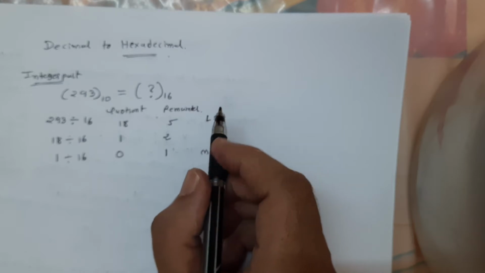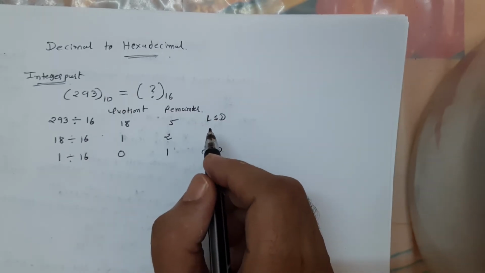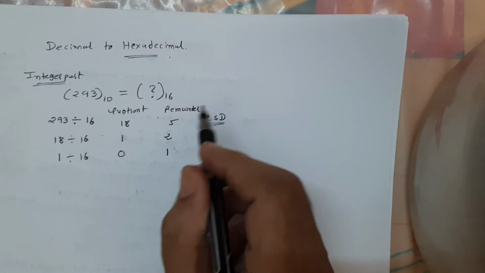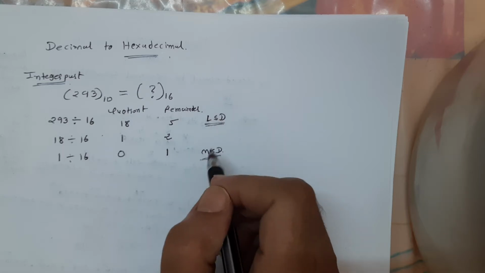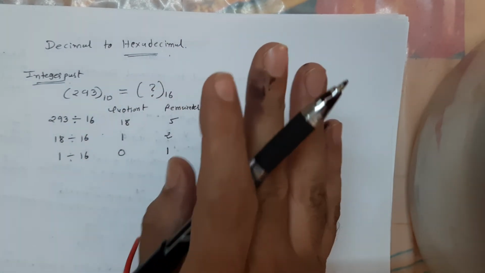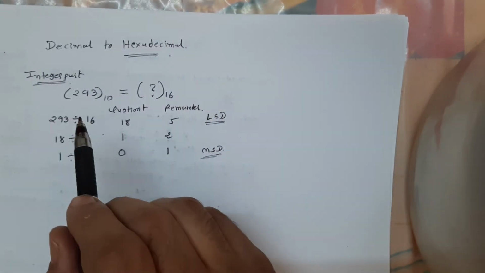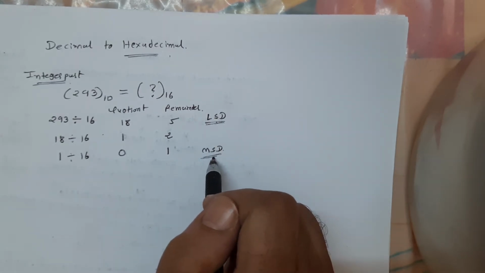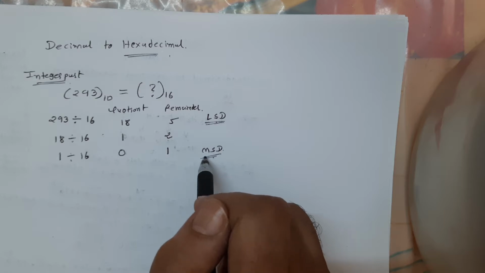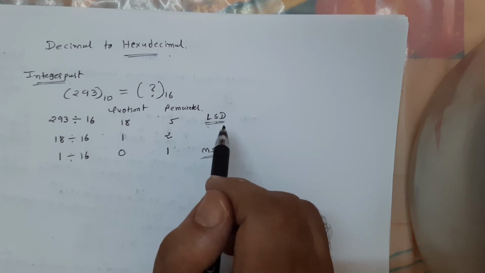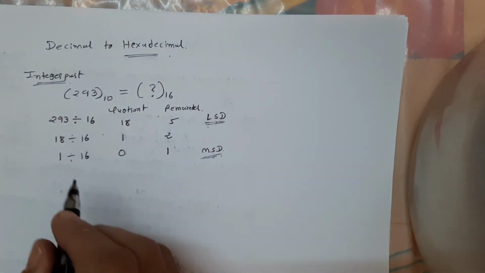So be careful, whenever you are getting the integer part, then the upper portion is your LSD and the lower portion is MSD. In the same way, in octal, in binary, in decimal, if it is an integer part calculation, the upper portion is LSD, the lower portion is MSD. What is LSD, MSD? Most significant digit and least significant digit, right?